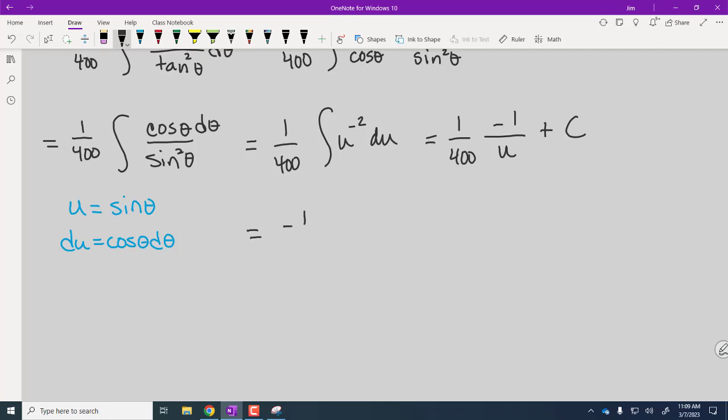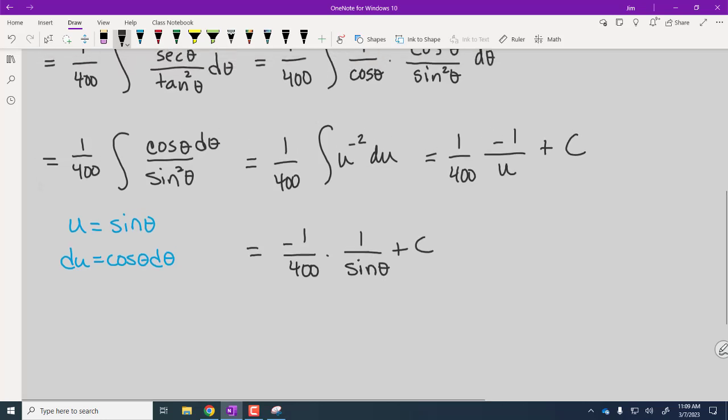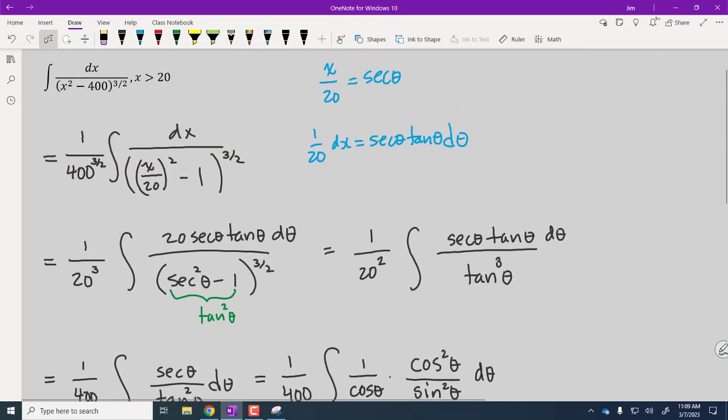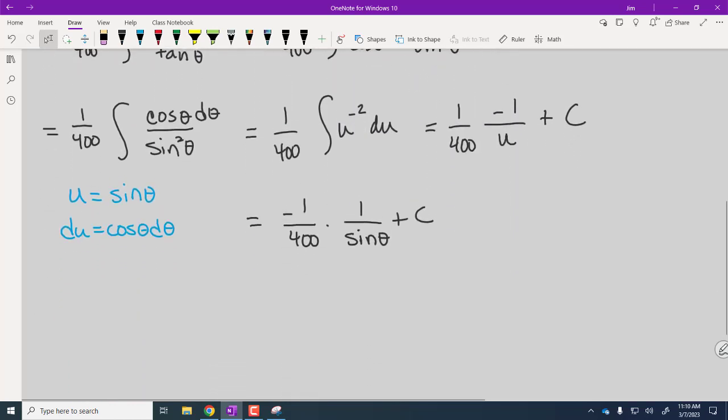So this will be negative 1 over 400. U is sine of theta, so we'll have 1 divided by sine of theta plus c. Now triangle. We want to get back to x. So let's grab our substitution step from way up here. Secant of theta is x over 20.